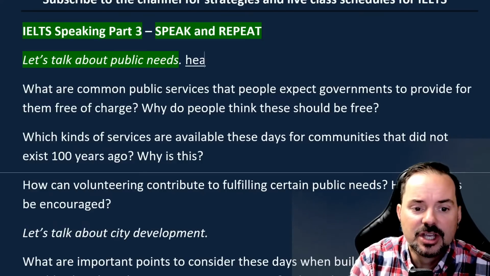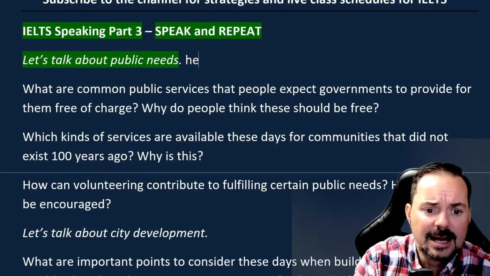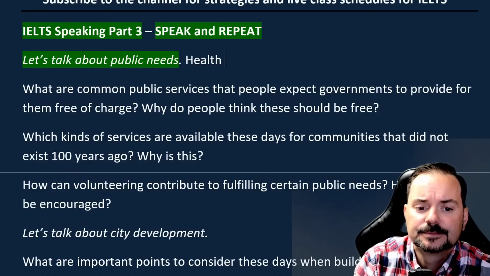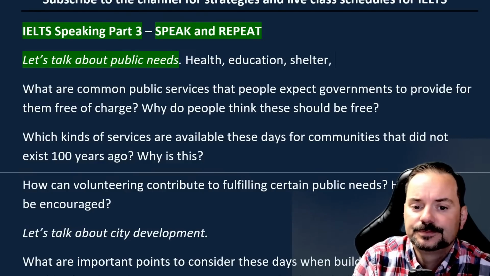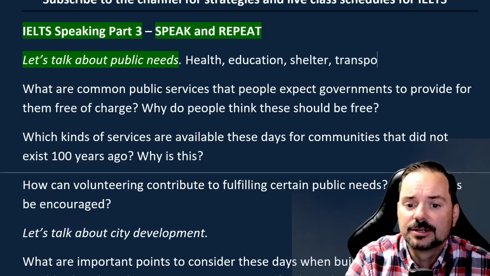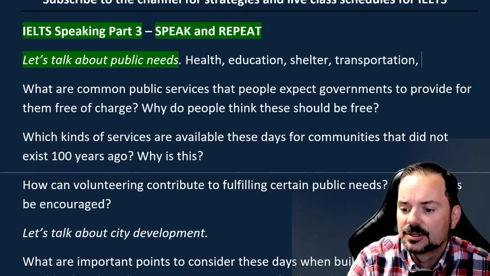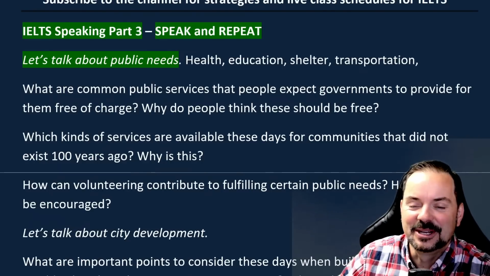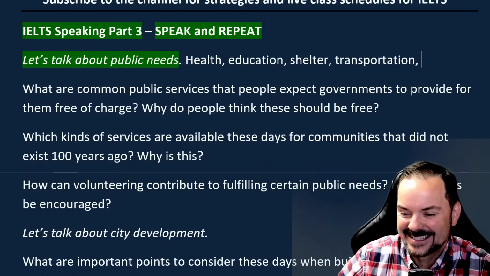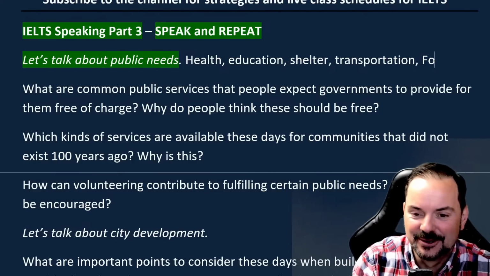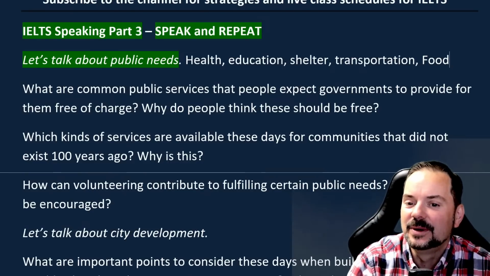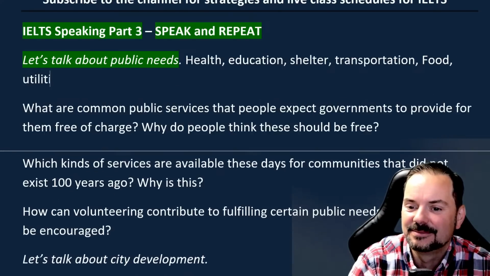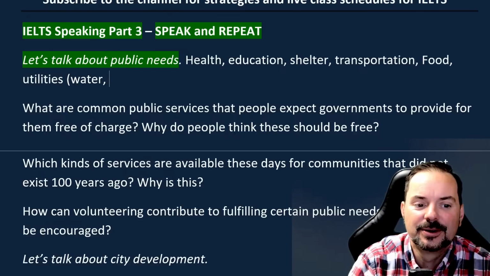Habibe says health and education. Absolutely. What else do we need? We need shelter, sure. Yes. Transportation. Absolutely. Elizabeth says we need free parking lots. Yes. True. We need food. Yes, we need grocery stores, okay? All right. We need utilities. Very good. So that's like water, electricity, right? Absolutely.